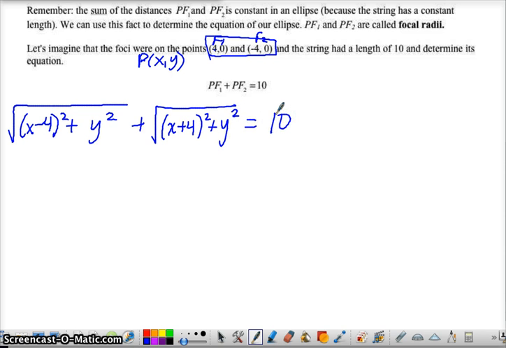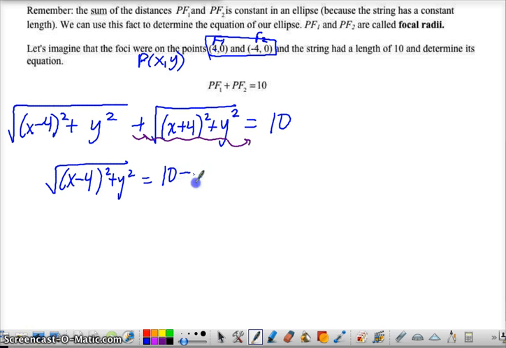Okay, well this is going to be a little bit gross, so what are we going to do? In order to get rid of our radicals, we usually square both sides. But we can't square this giant radical because there's a plus sign separating it. So the first thing we usually do is move one of them to the other side. So my next line would be the square root of (x minus 4) squared plus y squared equals 10 minus the square root of (x plus 4) squared plus y squared. I need to start writing smaller, so should you, because we're going to need a lot of space. So now my next step is to square both sides.